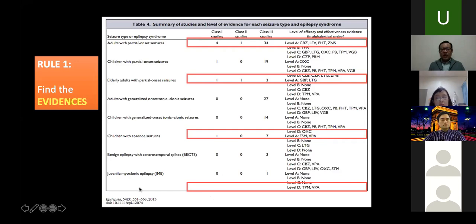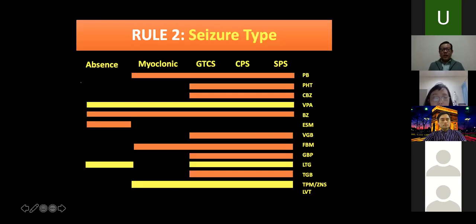However, for juvenile myoclonic epilepsy, we have only two level D evidence, which is topiramate and sodium valproate. So if you don't use valproate, you may consider topiramate, but topiramate also has teratogenicity risk. So we go to the next one, which is lamotrigine and levetiracetam. So this is rule number 1: get the evidence and follow the evidence.